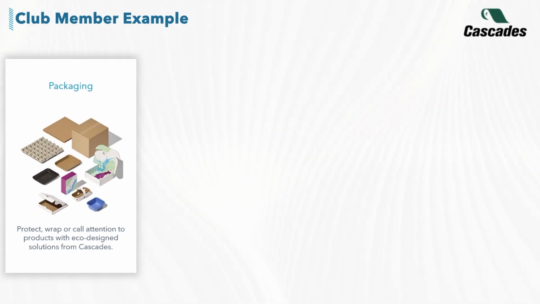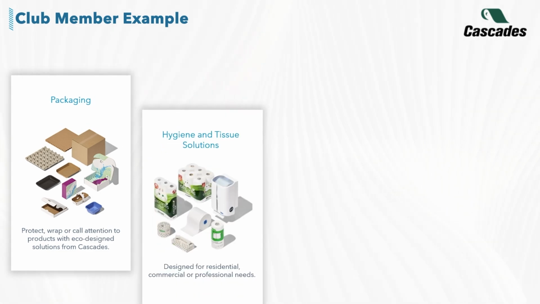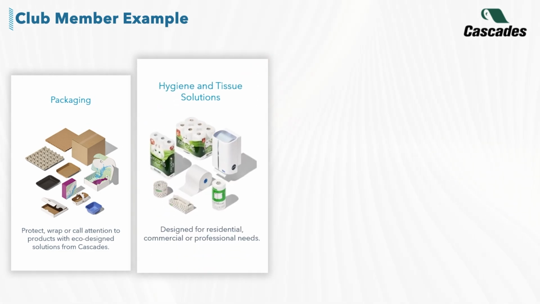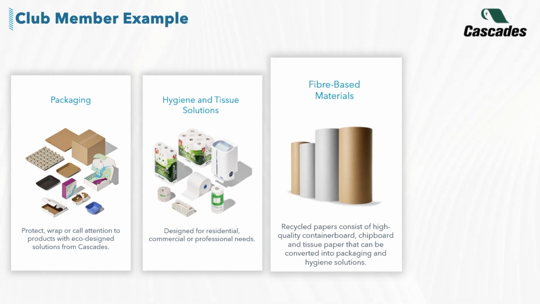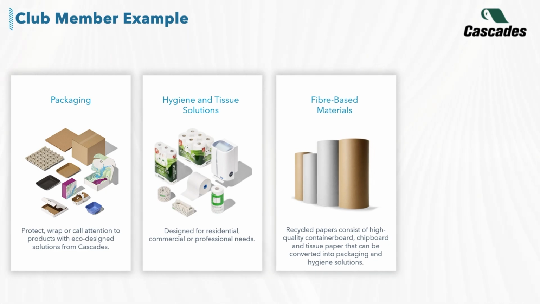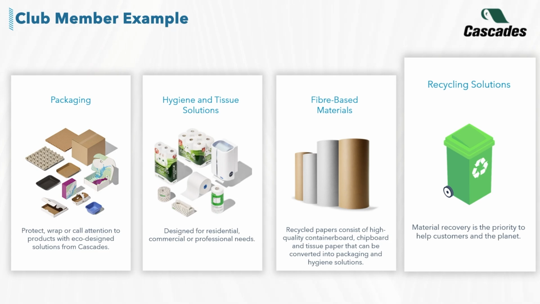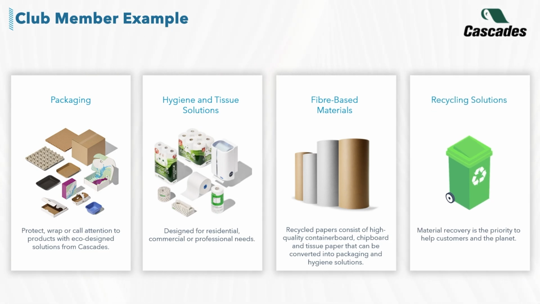1. Packaging, which offers solutions to protect, wrap, or call attention to products with eco-designed solutions. 2. Hygiene and tissue solutions, which are designed for residential, commercial, or professional needs. 3. Fiber-based materials, where recycled papers consist of high-quality containerboard, chipboard, and tissue paper that can be converted into packaging and hygiene solutions. And finally, 4. Recycling solutions, where the focus is material recovery to help their customers and the planet.